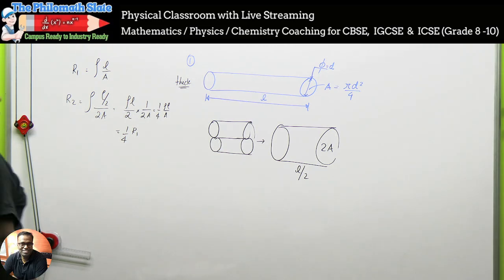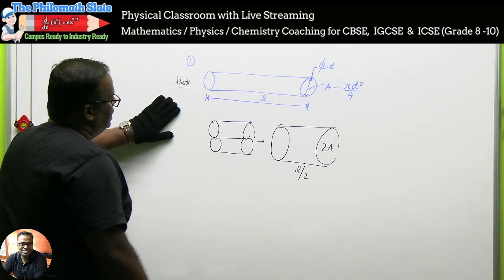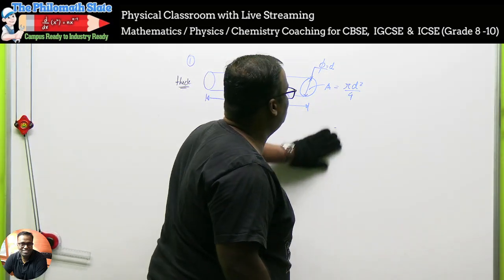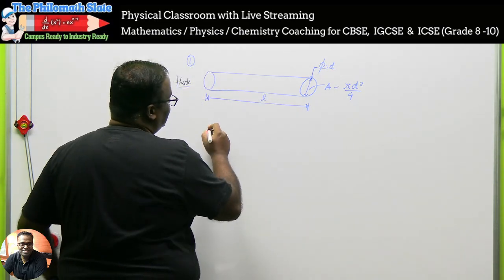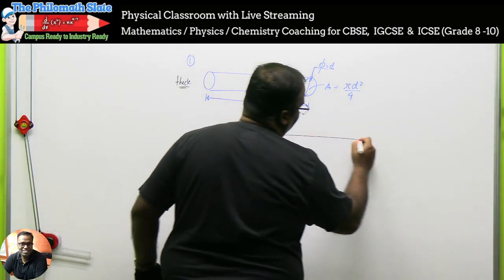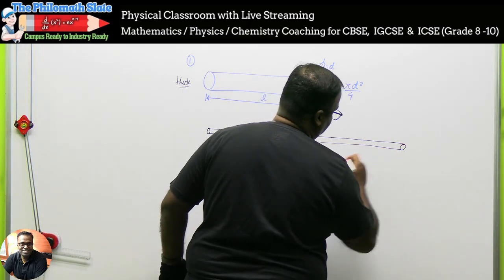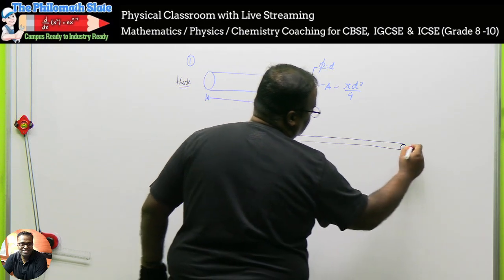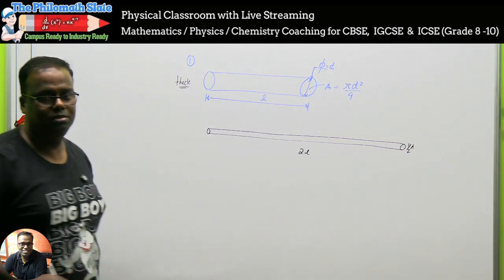ठीक है. Let's see one more criteria. Now our friend, what he wants to do, he is elongating it such that length has become 2L. Length is 2L, but area has become half of the previous one.